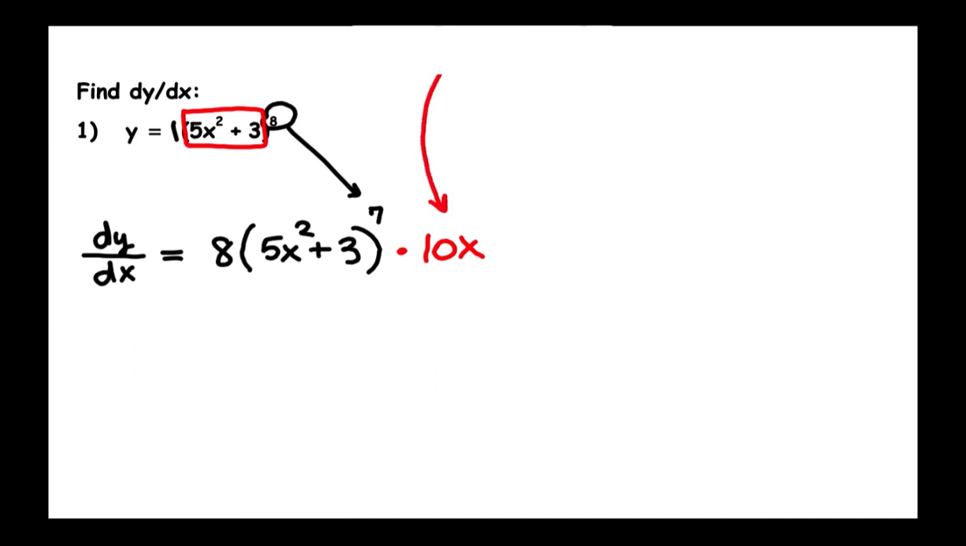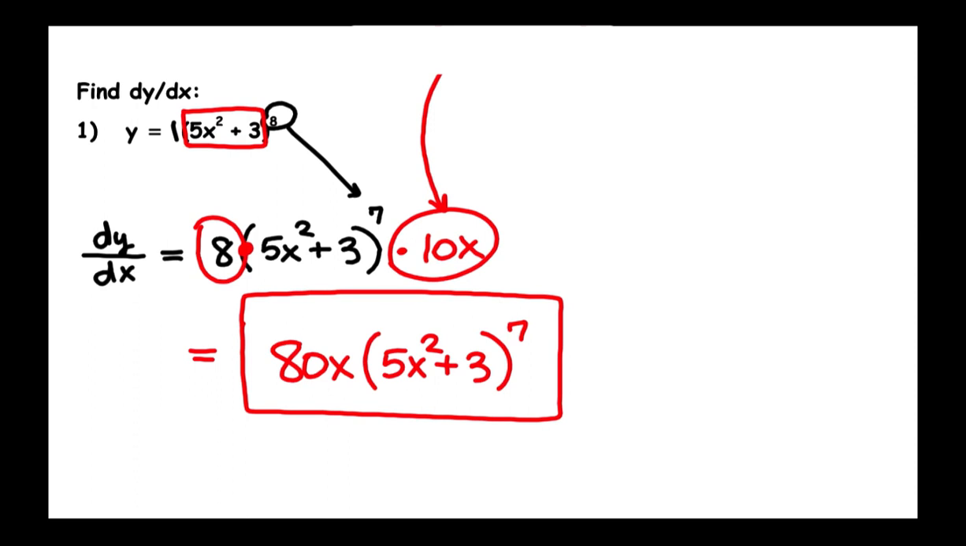That's what we're doing. And this would be the final answer if it just didn't look so sloppy. So I'm going to combine the 8 and the 10x, because you don't see it, but really there's a dot here as well. So you can multiply them in any order. So we'll make 80x times the rest of it to the 7th power. And that's the derivative.